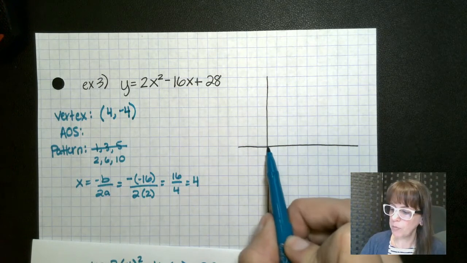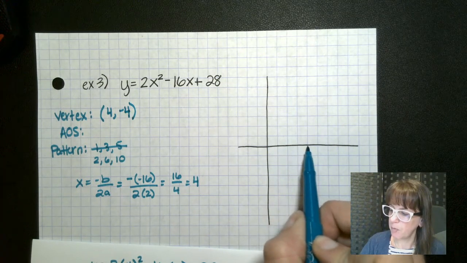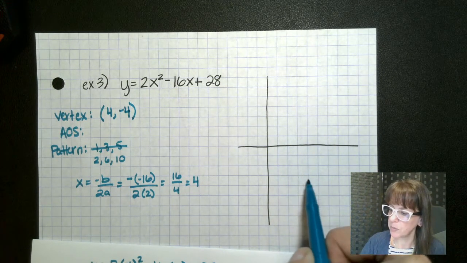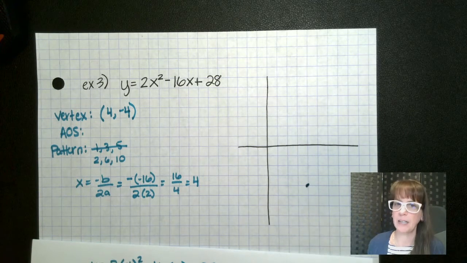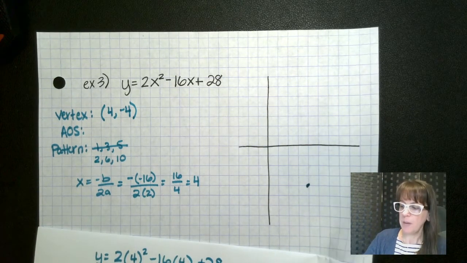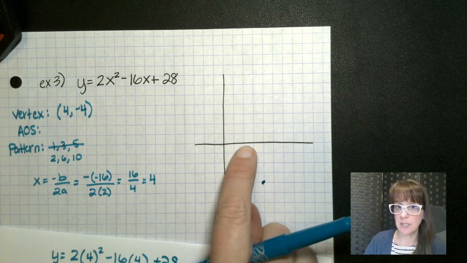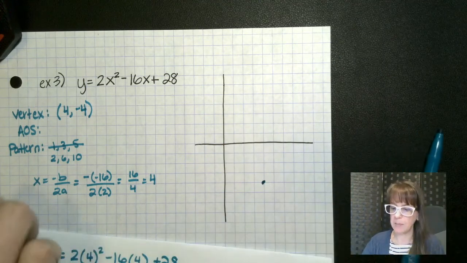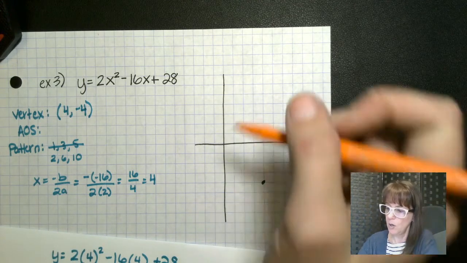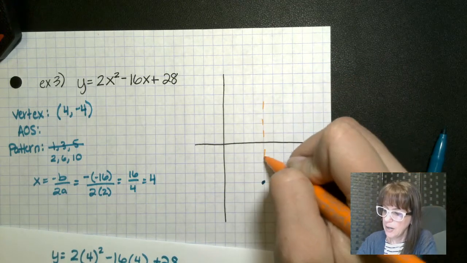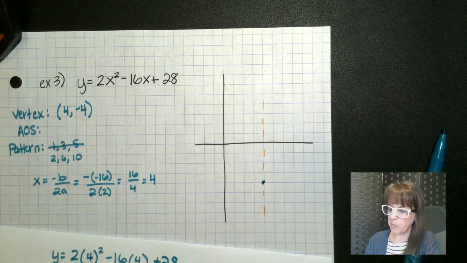So we're going to go over 4, 1, 2, 3, 4, and down 1, 2, 3, 4. Perfect. Now, if I didn't know my pattern, what I could do is plug in 3 and 2 and see what happens, and then copy it on the other side because again my axis of symmetry is right along in here. But fortunately this is an easy enough one where we can do the pattern.